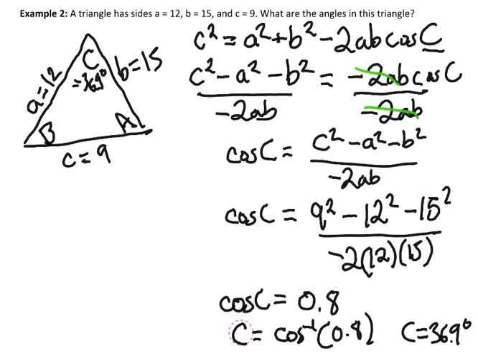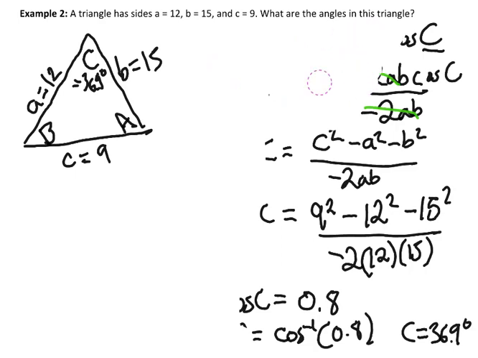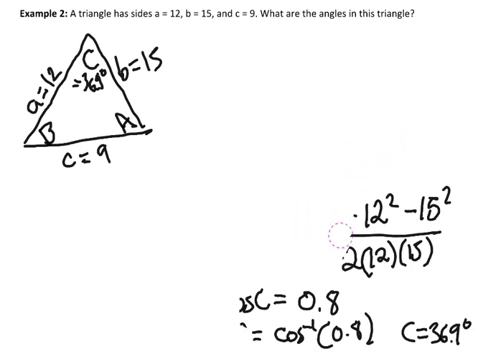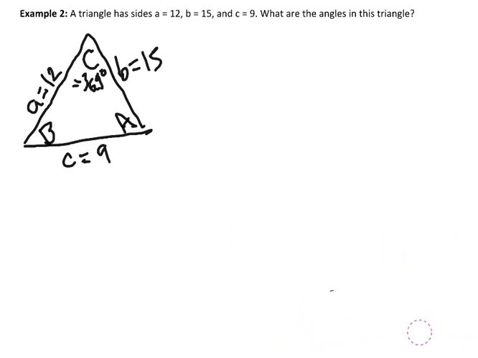Well, we have to actually just repeat this process for another angle in here. So what I'll do, I'll get rid of all this. You can also use the sine law too, by the way, but we'll use the cosine law just because we're kind of on a roll with the cosine law here. So let's try and find angle A next.